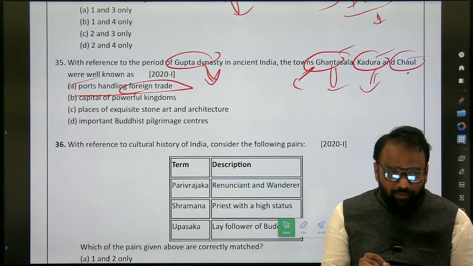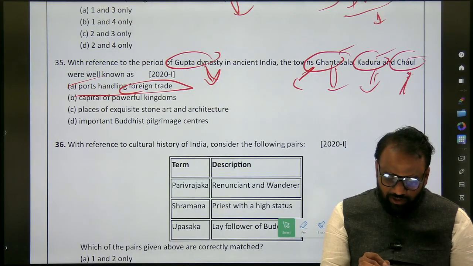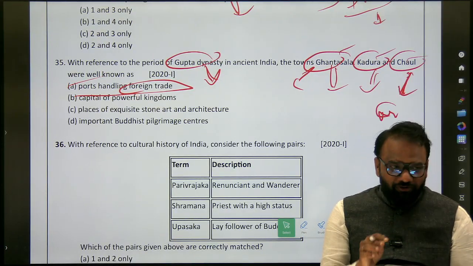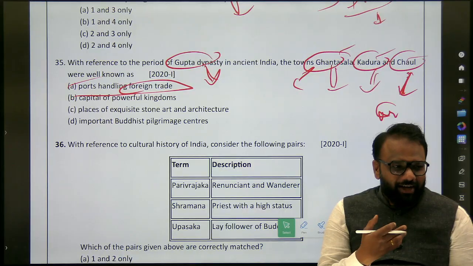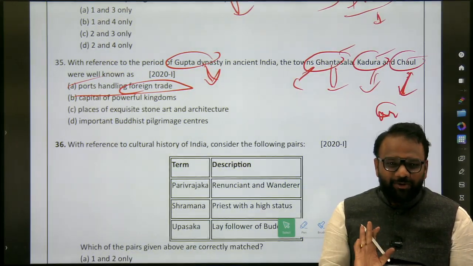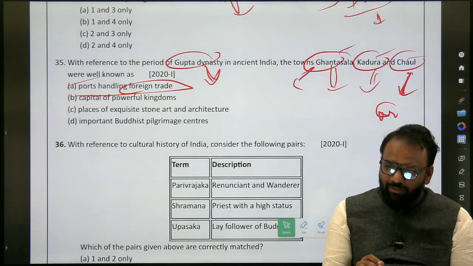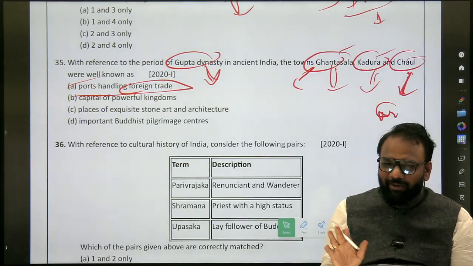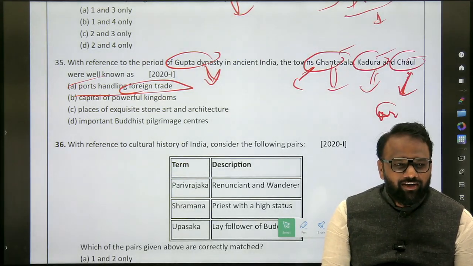Chaul. Maharashtra. Okay. So see here, Maharashtra. Now see, from the previous year question paper itself you got data. Next year they may twist the question, whether these sites are located on the eastern coast or western coast, so you will be able to answer. So Chaul, Maharashtra, Kadura, Ghantasala, all of them are port cities. Okay, port cities.